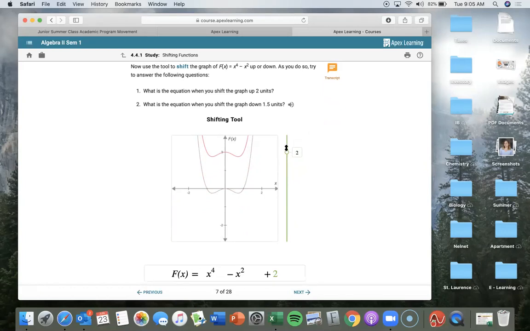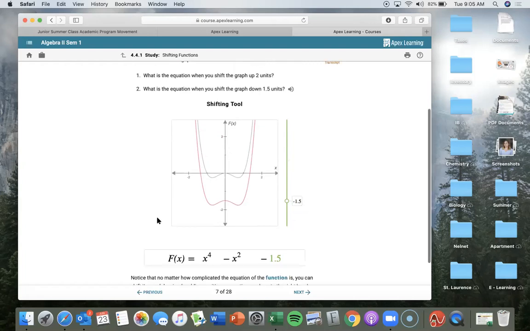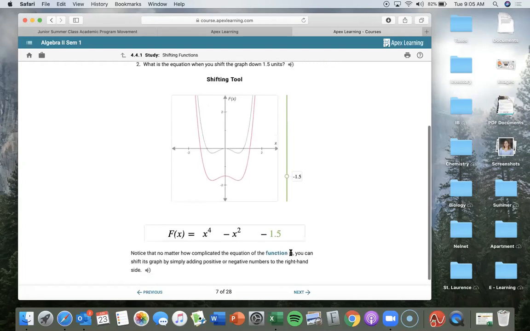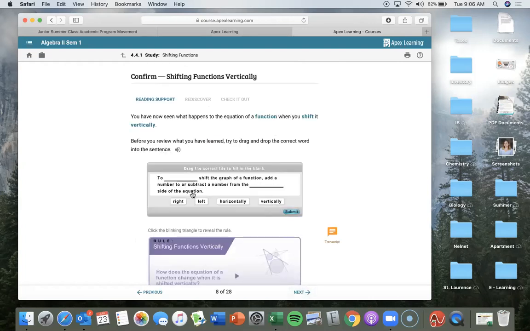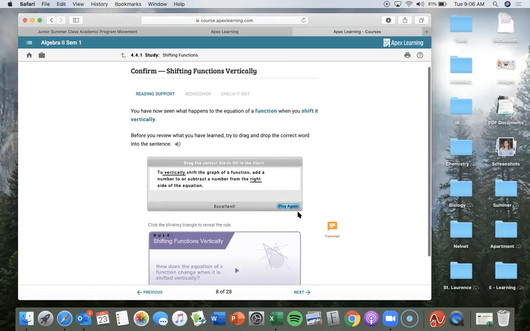What's the equation if I shift my graph down by 1.5? Still only subtracting 1.5 from the entire right-hand side of my equation. So again, no matter how complicated the function is, you can just shift a graph up or down by adding positive or negative numbers to the right-hand side. To vertically shift a graph, so move it up or down, you can add or subtract a number from the right-hand side.